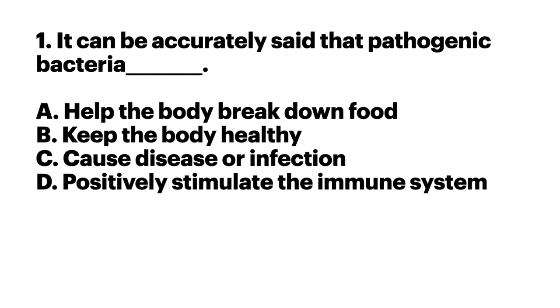Number 1, it can be accurately said that pathogenic bacteria blank. A. Help the body break down food. B. Keep the body healthy. C. Cause disease or infection. D. Positively stimulate the immune system. The answer is C. Cause disease or infection.